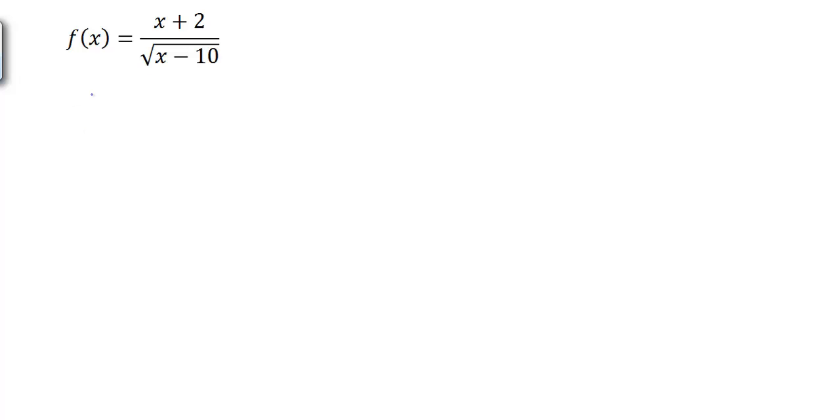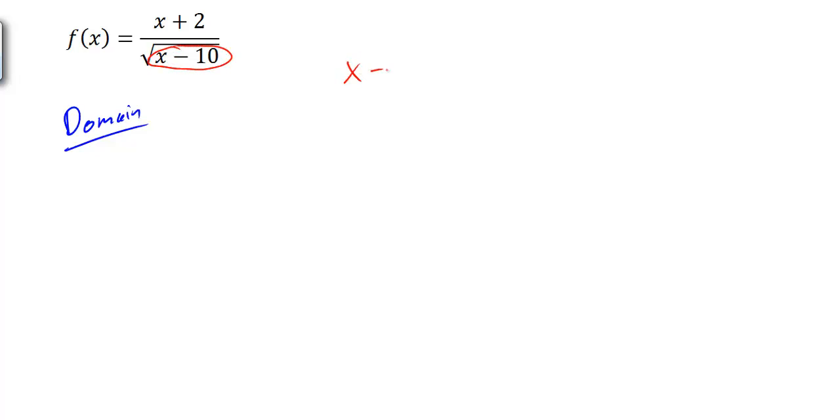All right, once again, now we have a function f of x equals x plus 2 divided by the square root of x minus 10. So you might want to pause the video and see if you can calculate the domain for this function. So once again here we have two things we need to consider. We have the square root and we have a denominator. In this case, notice that our square root is in the denominator. So here we have x minus 10.